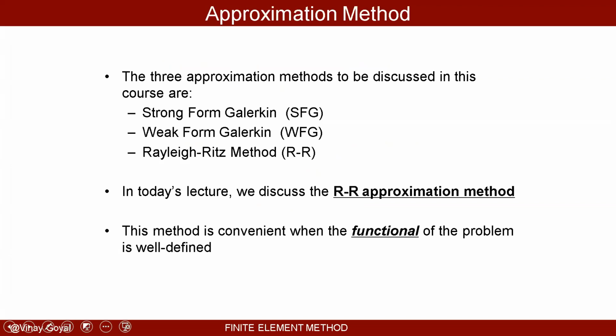So there are three approximation methods that we have discussed in this course. The first one is a strong form Galerkin. The next one is a weak form Galerkin. And then the one we'll be discussing today is the Rayleigh-Ritz method. And this method is really convenient when you have the functional of a problem. I'll try to explain what that means.